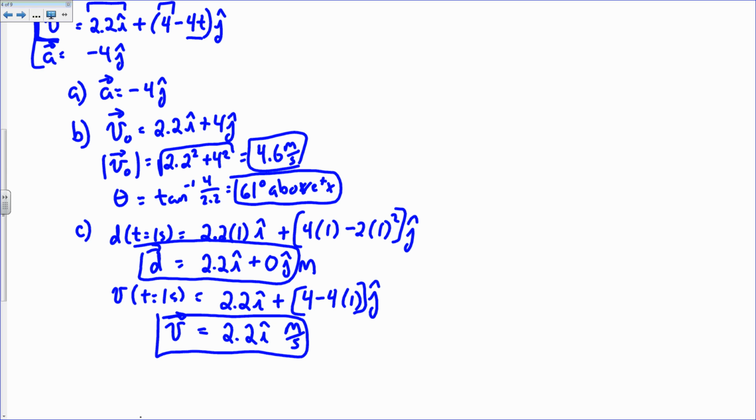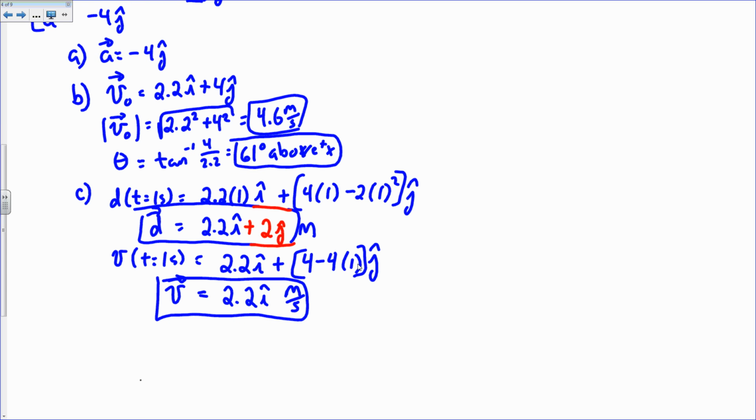So you can see now that because my oh, I'm sorry, I had a mistake up here. This should not be 0j. Instead, it should be 4 minus 2 is 2. So this is going to be plus 2j. Sorry about that. All right. Now for part D, just double check that.